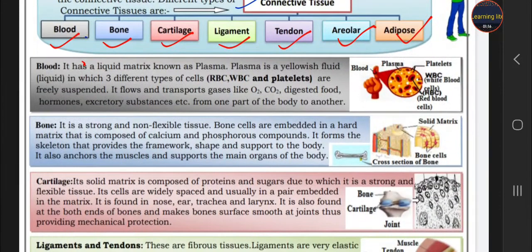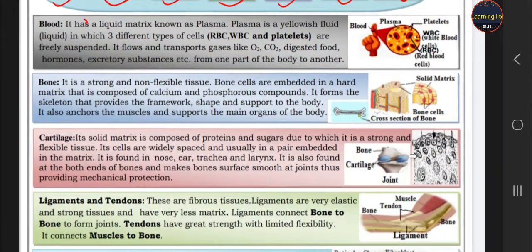So let's study one by one, students. It's a very interesting topic, but you have to concentrate on what is the location of each and every connective tissue, what is its particular function and what it is composed of. Okay, now let's study. First start with the blood.